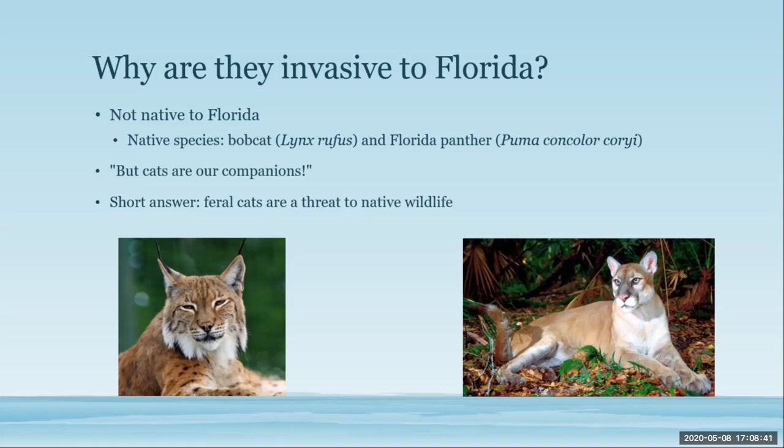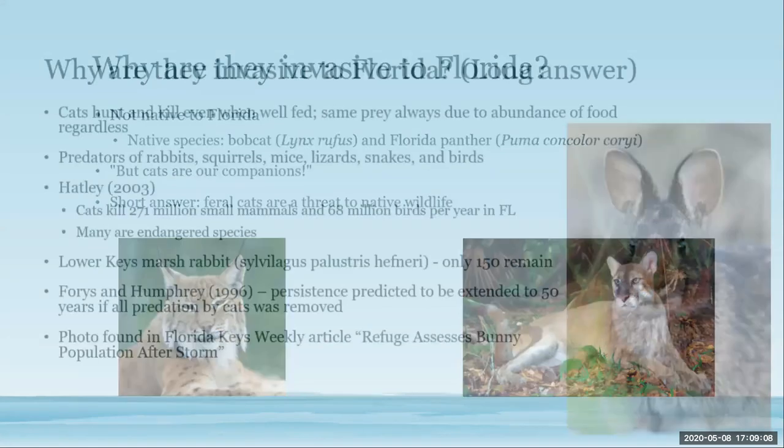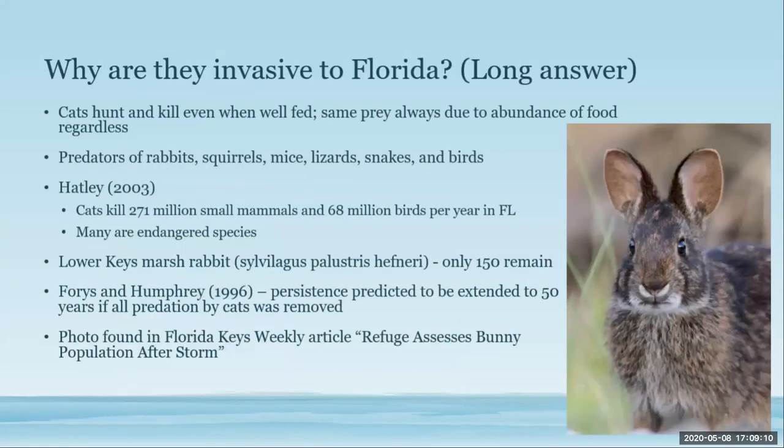So there's a stigma associated with cats that makes it difficult for us to really want to classify them as invasive, because we have this association with them as our lifelong companions since they're such a common household pet. But the short answer to why they're invasive is that they pose a threat to our native wildlife. But we're not here for the short answer. We're here for a more in-depth explanation. Now, why exactly are they invasive?